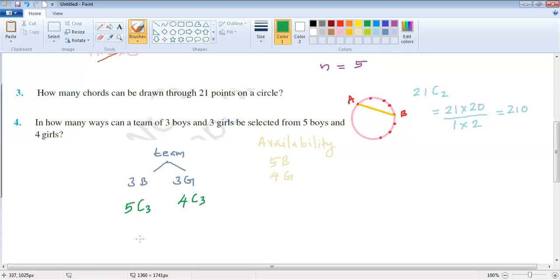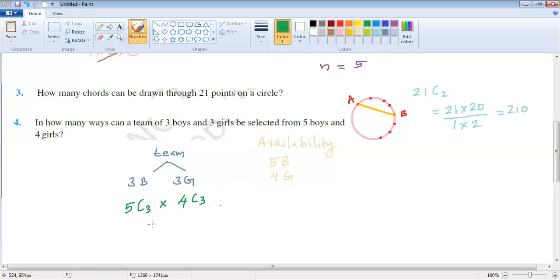And the order is not important, because selecting A and B or B and A is the same. The order doesn't matter. That is why we are using combination. So 5C3 ways we can select 3 boys from 5 boys. 4C3 ways we can select 3 girls from 4 girls, and both together, by the fundamental principle of counting, can happen in 5C3 into 4C3 ways. Now you have to multiply and find the answer.